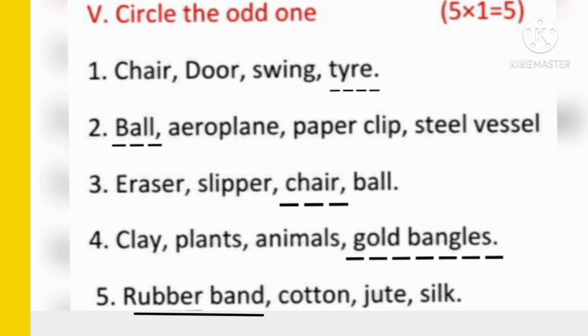Next one: rubber band, cotton, jute, silk. Which is the hard one? Cotton, jute, silk. These are fibers. So rubber band is what? Made of rubber. So this is the hard one.